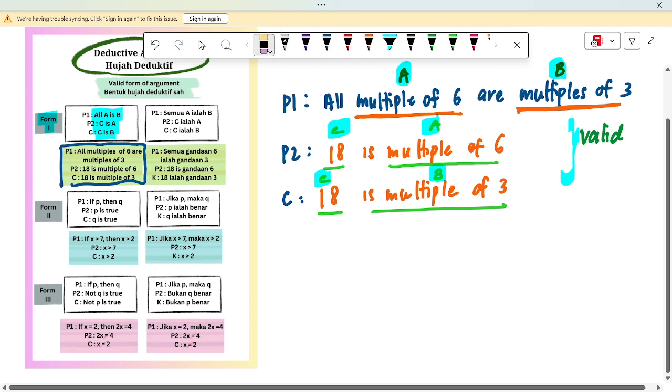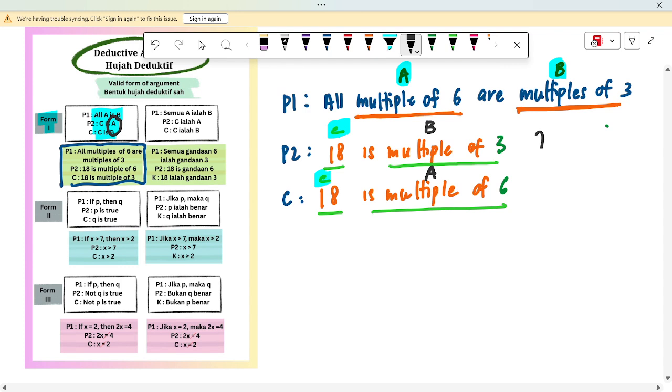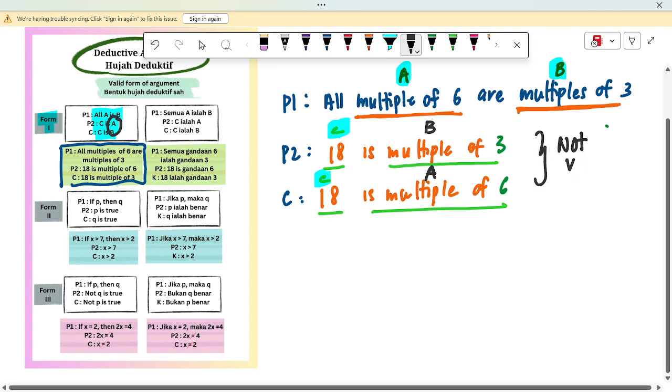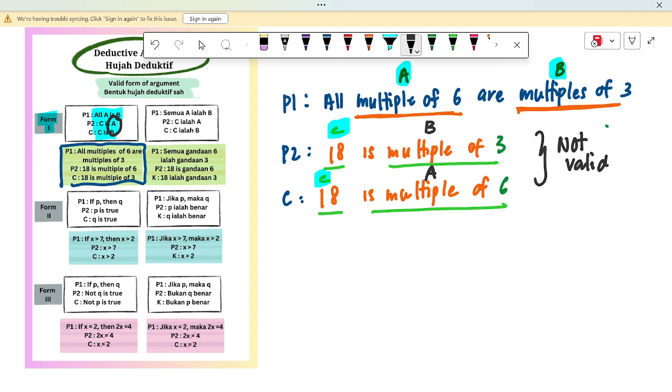So this is considered valid. If I change this to 3 and this to 6, it will no longer be A and B. Your B will be here, your A will be here. So they are not following the sequence. So this will no longer be valid. Not valid. This is your first form. Okay, all A is B, C is A, C is B. Okay, let's see your next one.